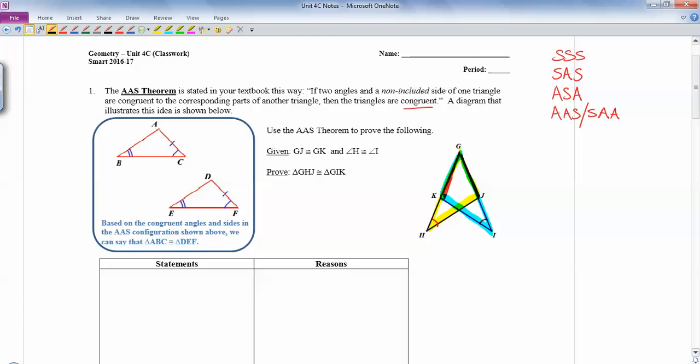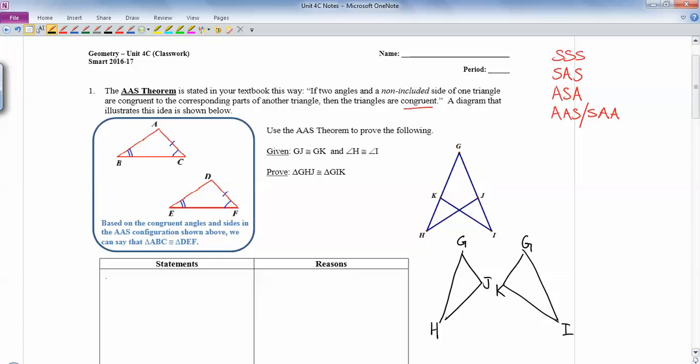So there's GJH, which kind of looks like this. And then there's GKI, which looks like this. GKI. Okay, so we'll work our way through the proof and let's see what we got.